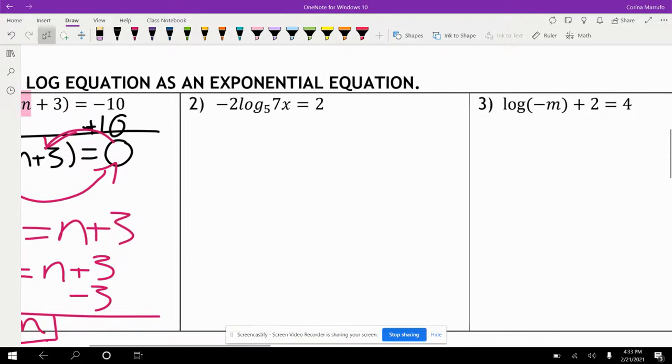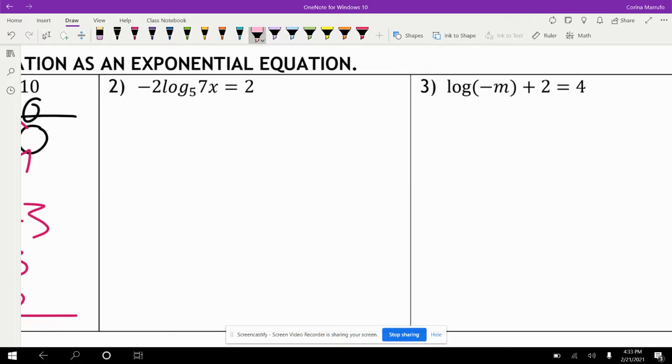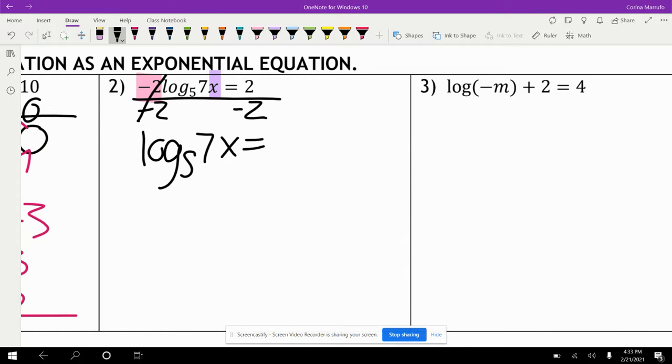Let's go ahead and look at the next example here. We have -2 log base 5 of 7x equals 2, and we are solving for x. First we need to get the logarithm by itself. What's hanging out here with the log? Well, we have this -2 up here in front of the log. So we're going to cancel it out by dividing both sides by -2. These -2s cancel out, and we're left with log base 5 of 7x equals 2 divided by -2, which gives us -1. Then we're ready to change to exponential form.